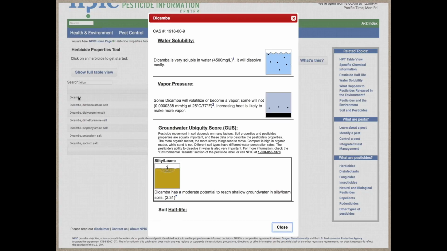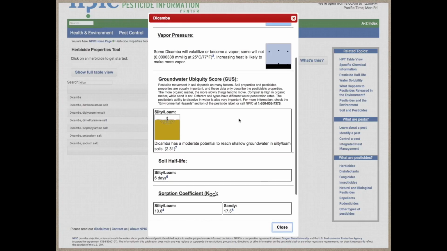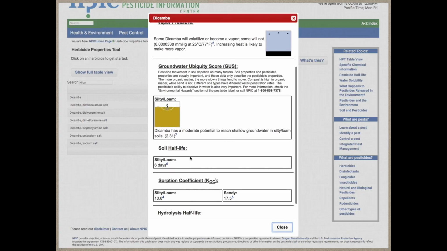Okay, so next, let's go ahead and take a look at dicamba. Okay, water solubility here is high. It looks like the data needed for the GUS calculation was limited to silty loam soil, but it would be expected to have moderate potential in that. Also in silty loam, half-life around 6 days. Not our soil type, but it still gives us an idea of the potential for half-life. Here's KOC value in sandy soil, 17.5.